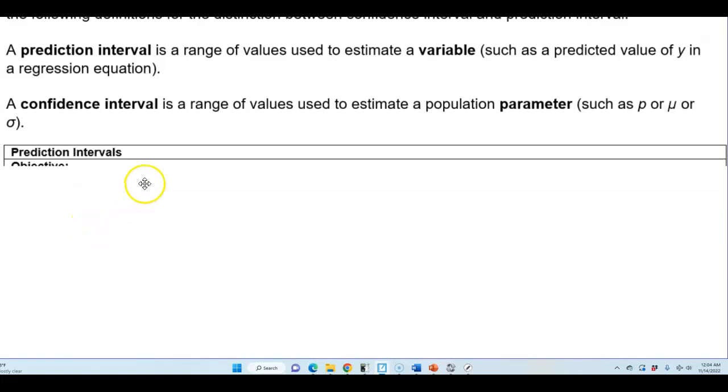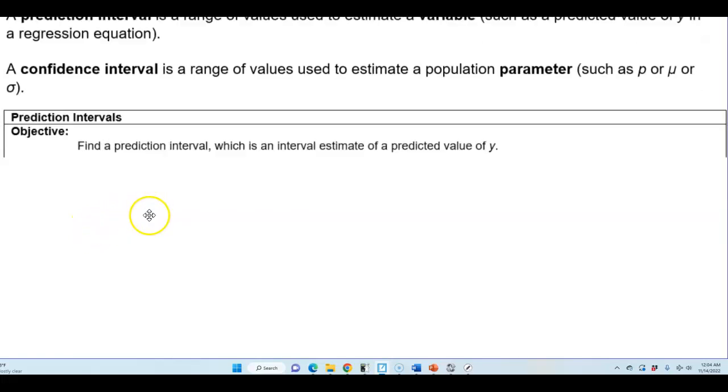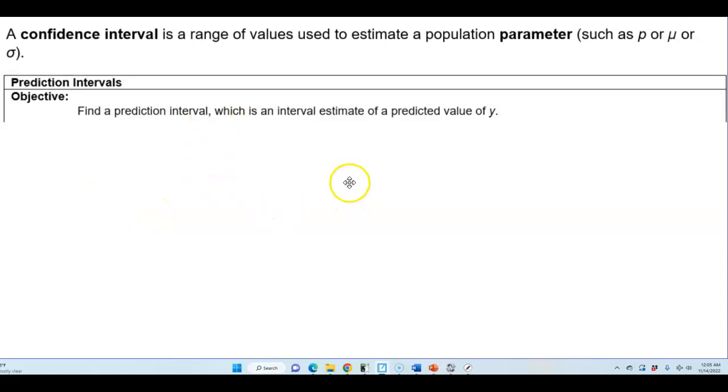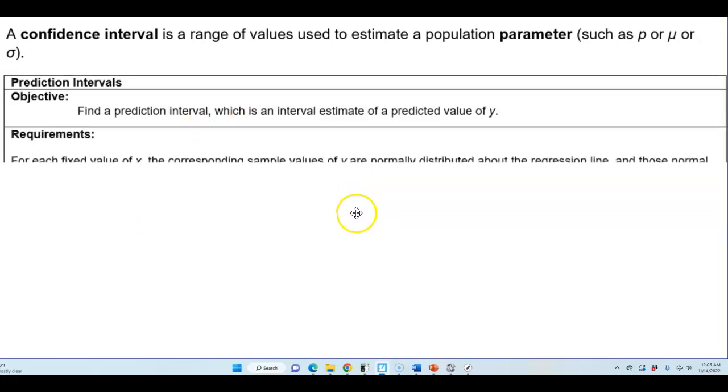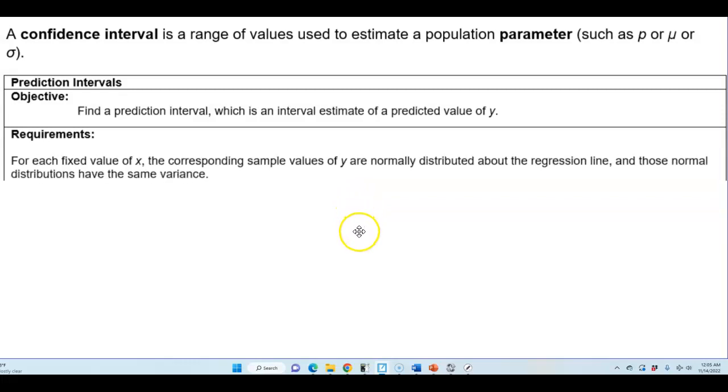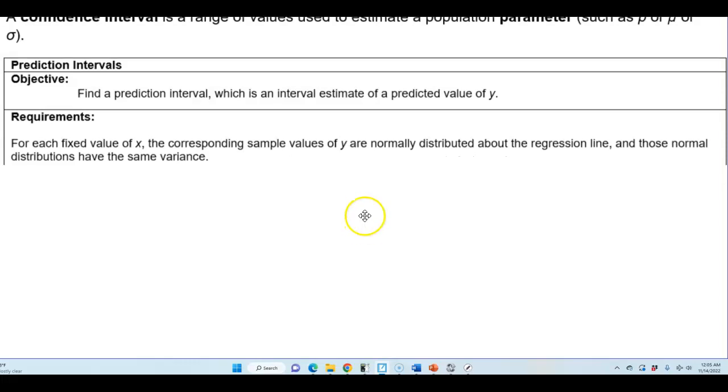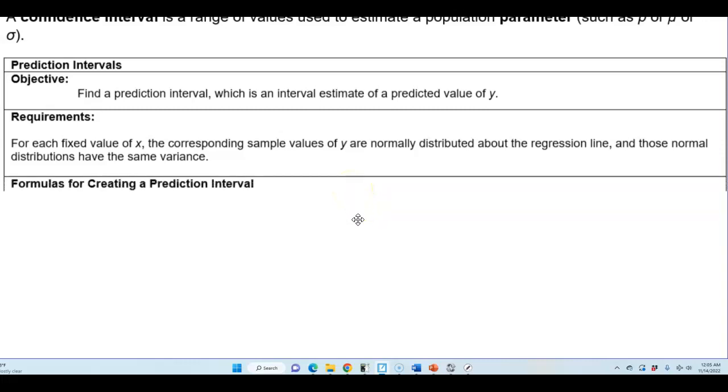So, prediction intervals. The objective: we want to find a prediction interval, which is an interval estimate of a predicted value of y. Requirements: for each fixed value of x, the corresponding sample values of y are normally distributed about the regression line, and those normal distributions have the same variance.